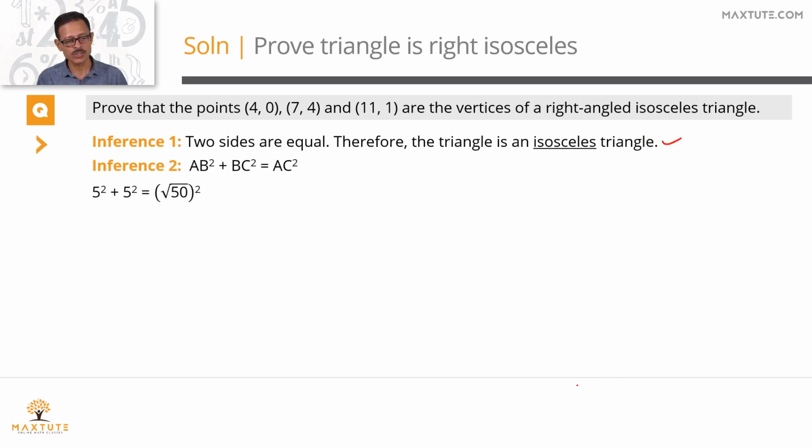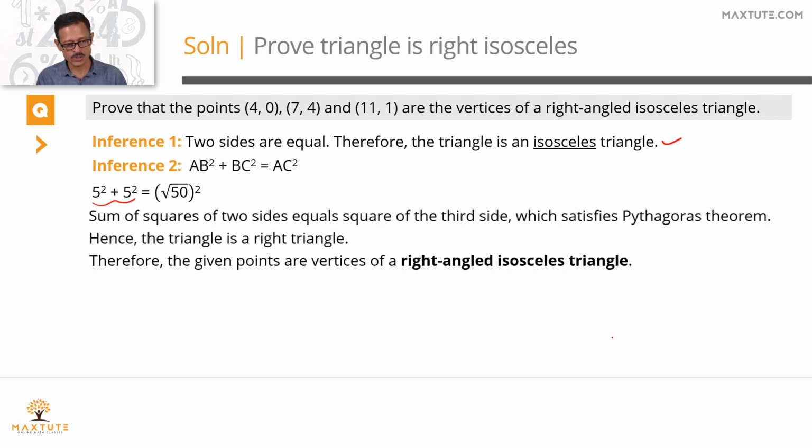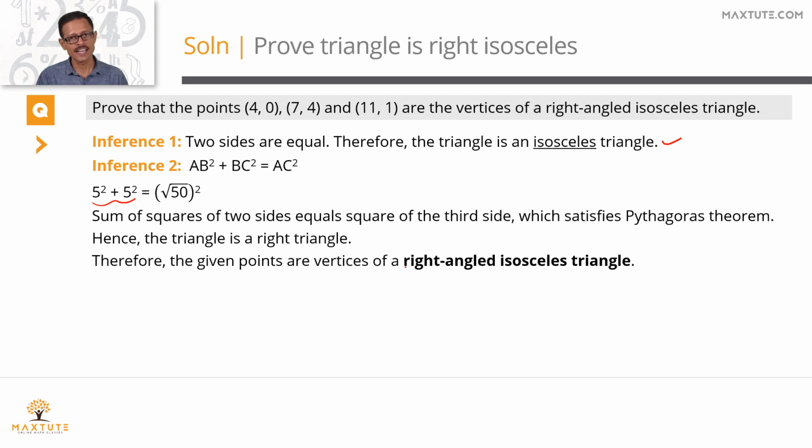Checking whether the Pythagoras theorem will be satisfied: root 50 square is 50. This is the sum of the squares of the other 2 sides, which means the Pythagoras theorem is satisfied. This is a right triangle. It's a right triangle, it's an isosceles triangle. It's a right isosceles triangle.